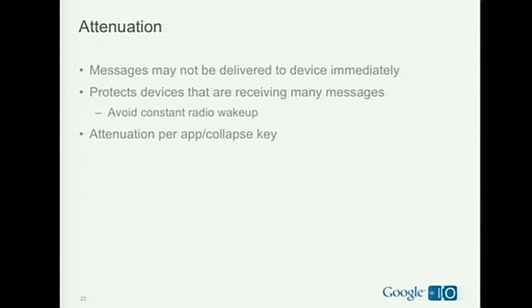So if we detect that a specific application is sending a high frequency of cloud-to-device messages, we'll let the first few of those through quickly. We want to make sure that things are fresh. But then we're going to start holding on to those messages for a short period of time to make sure that the radio is not firing constantly. Attenuation is done on an application on a collapse key basis.